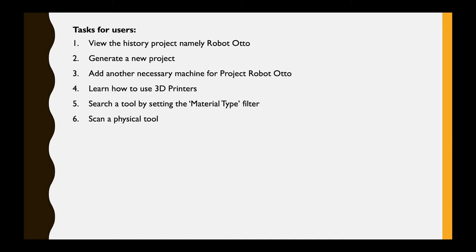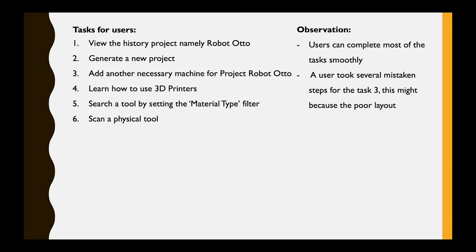In order to get the most out of user testing, I planned several tasks for users to test the usability and functionality. Based on the observation, users can complete most of the tasks smoothly. However, a user took several mistaken steps for task 3. This might be because of poor layout. Overall, users are satisfied with the application design and functions.